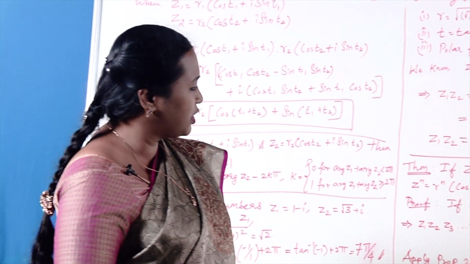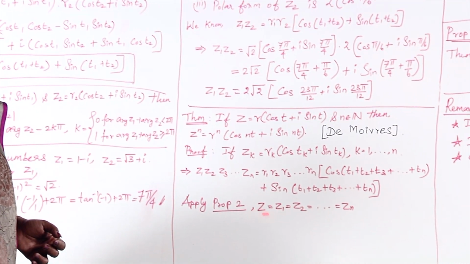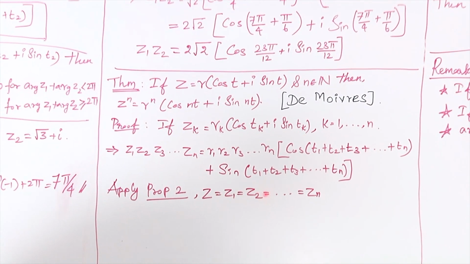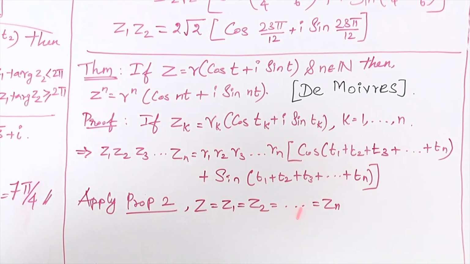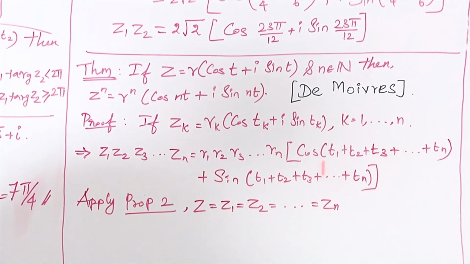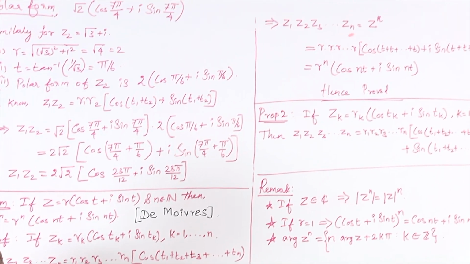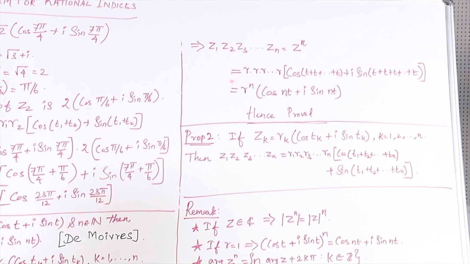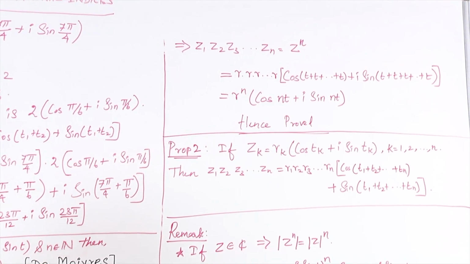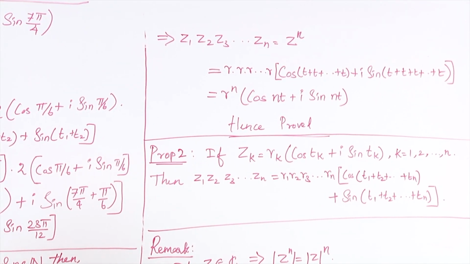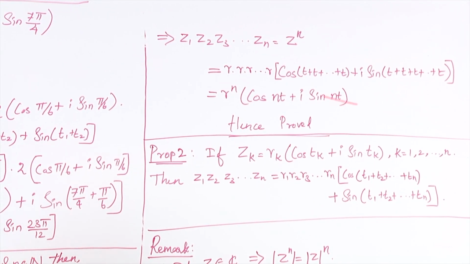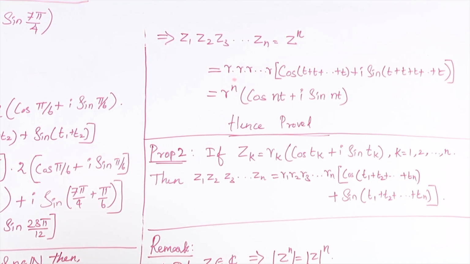So, I am applying proposition 2, but we keep in mind that Z is equal to Z1, Z1 is equal to Z2, and so on up to Zn. So, now when I apply this, it is equal to Zn. Since all of these are equal terms, this is Z bar n, and on the right hand side once again the polar radii are not going to be different, it is going to be r throughout. So, multiplying r n times you get r bar n.